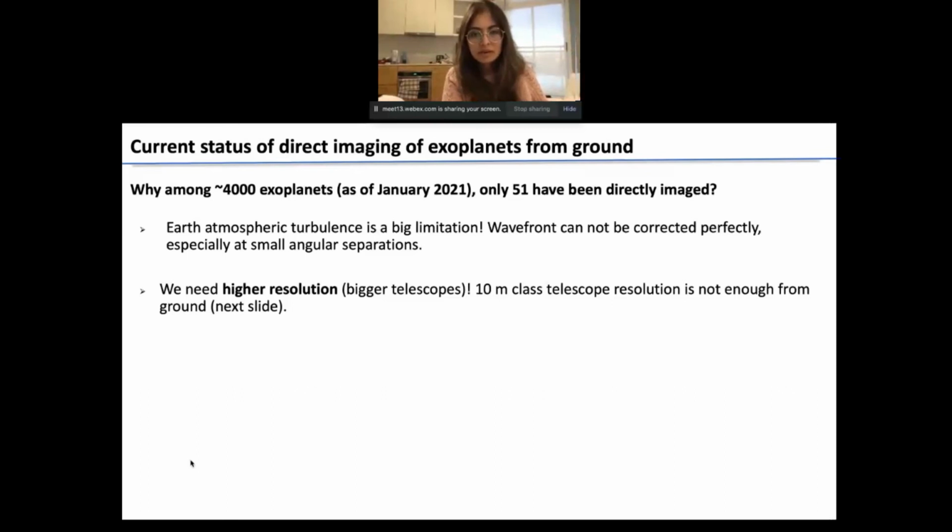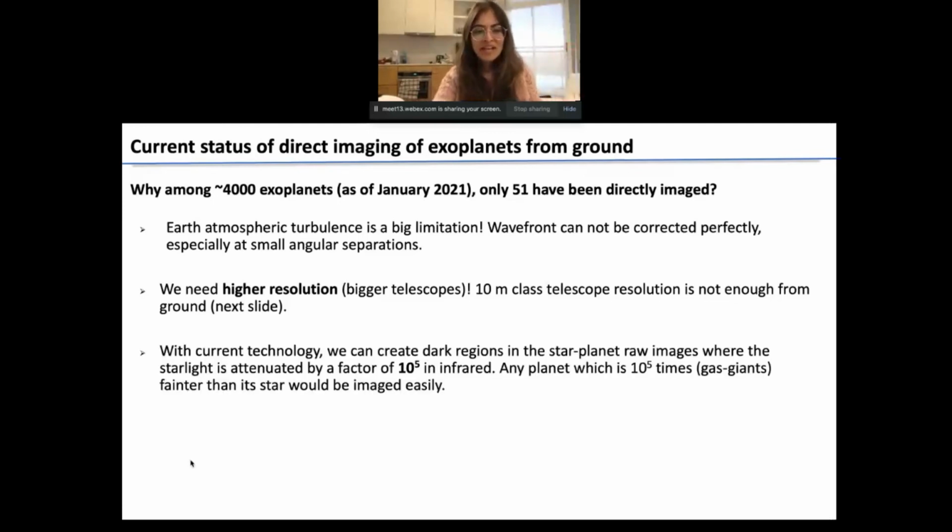TMT is going to be an international observatory, and India is a part of it. On the other hand, Europeans are going to make the ELT, the Extremely Large Telescope. I think the primary diameter of their telescope is going to be 39 meters, so it's going to be even bigger than TMT. So we need bigger telescopes. If you want to look closer into a star, you need higher resolution, and you get higher resolution by having bigger telescopes. So 10-meter class is not enough for us.